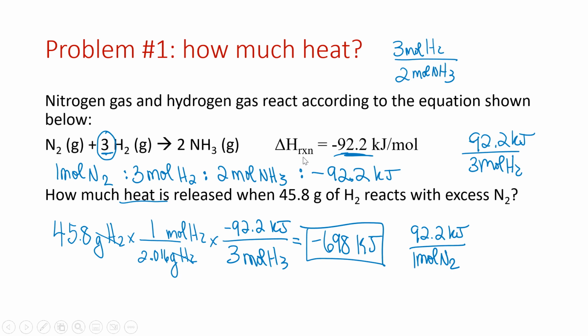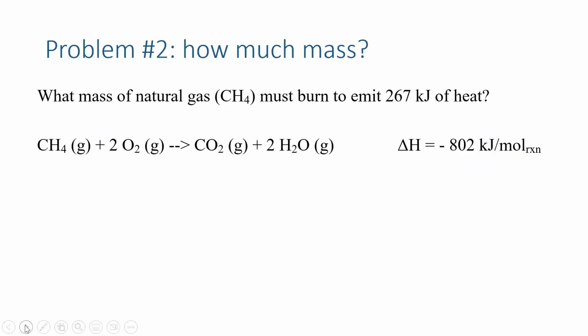So again, you can think of delta H as this energy per mole. It's like another type of ratio that we can use in a stoichiometric calculation. Let's look at another example. So in the first example, we were given mass and we tried to figure out how much heat was being produced. Problem number 2, it's the opposite.